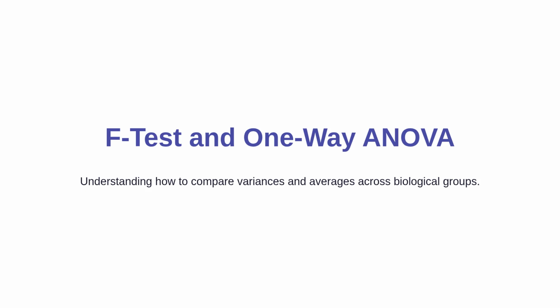Welcome to this lesson on methods in biostatistics. Today, we are going to explore two incredibly powerful statistical tools, the F-test and one-way ANOVA. If you have ever wondered how researchers confidently decide whether a new drug is safe or which diet truly works best without being fooled by random chance, you are in the right place. We will build this understanding from the ground up, starting with why the spread of data is just as important as the average. Let us dive in.